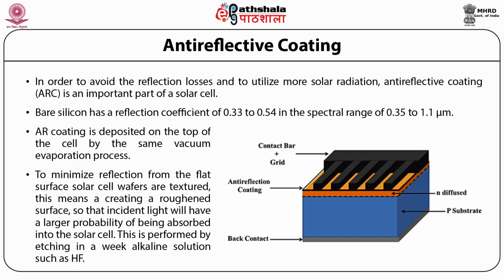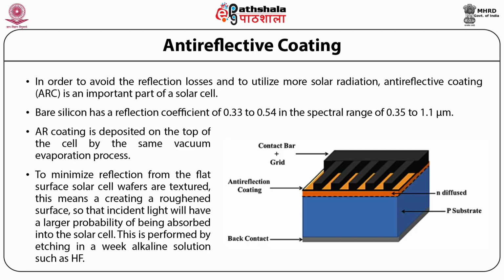A single layer of ARC with optimal thickness can reduce the reflection to 10%, whereas 2 layers can reduce the reflection up to 3% in the desired range of wavelengths. The most common materials which are used as ARCs are SiO2, SiO, Al2O3, TiO2, Ta2O5 and Si3N4 in solar cells.